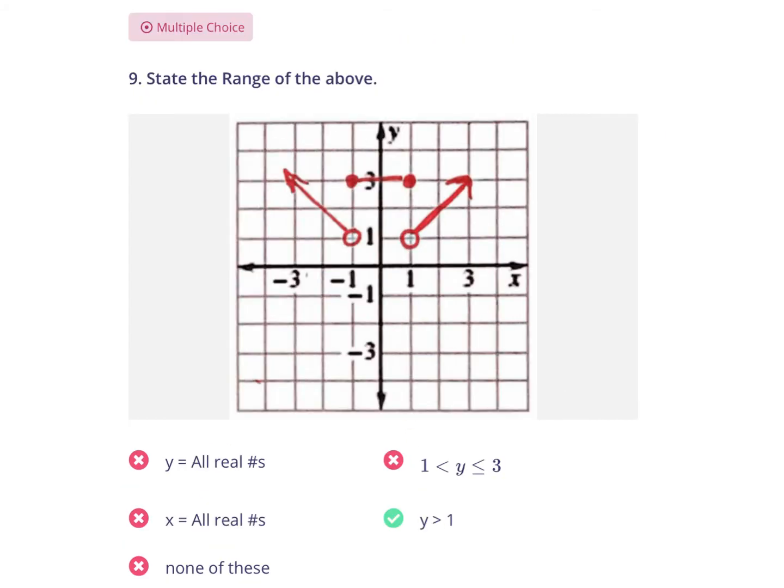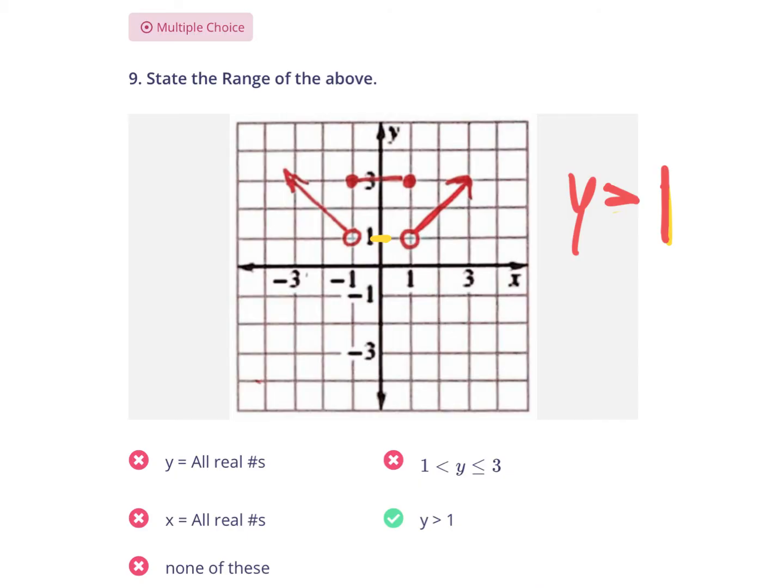Moving on. Number 9. State the range of the above. Range, again, up and down, right? So we're talking about y values, and we do see that the lowest point is at 1, and the entire piecewise function does go up forever. So we say y is greater than that y value of 1. And I shouldn't have put or equal to because those are open dots. So just y is greater than 1, not or equal to.